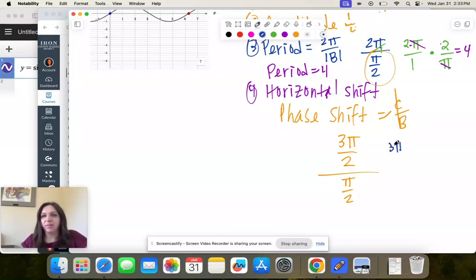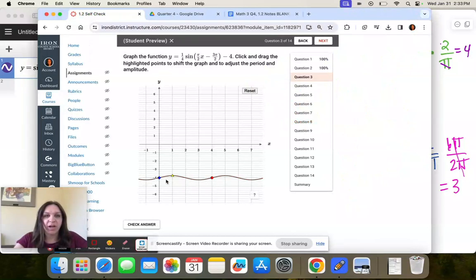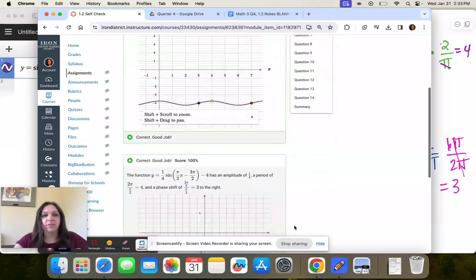So 3 pi halves times the reciprocal. And guess what happens? You get 6 pi over 2 pi. The pi's cancel out and you just get 3. So we're going to shift right 3. I'm at 0. I'm going to take this point all the way over to 3. And we're done.